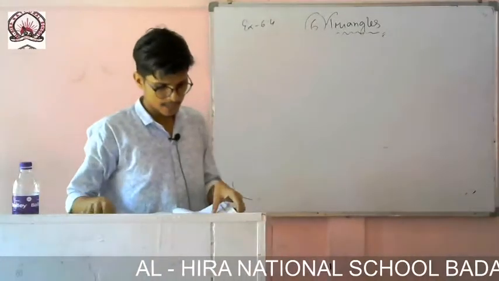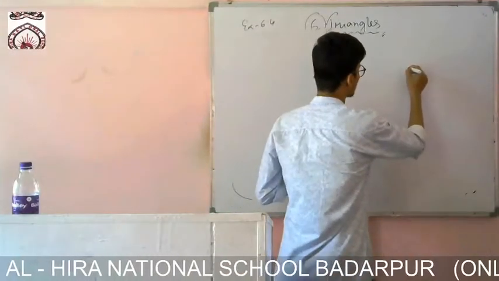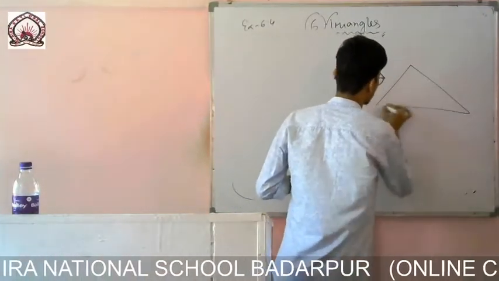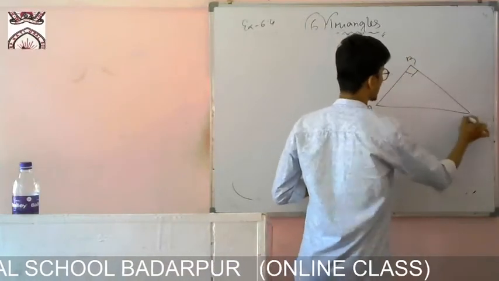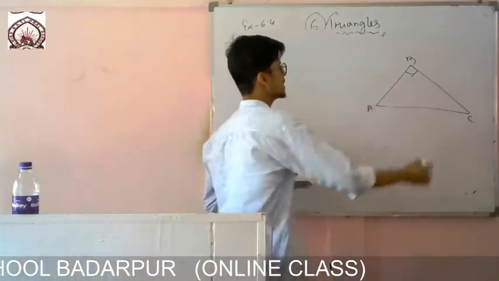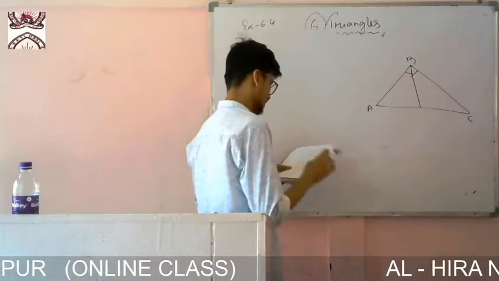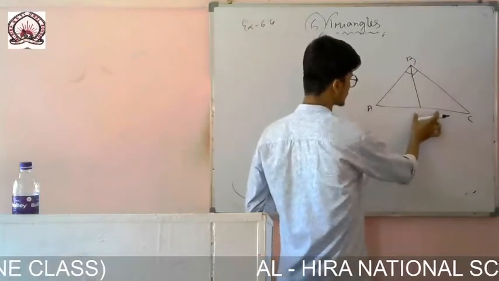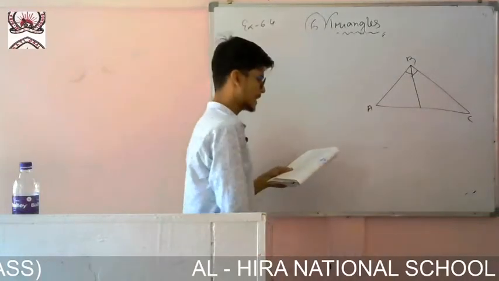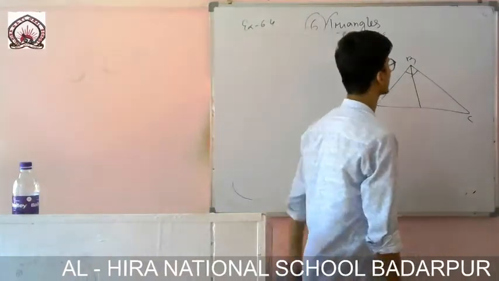The theorem says that if a perpendicular is drawn from the vertex of a right triangle, if I draw a right triangle like this with A, B, C, angle B is 90 degrees. If from B I draw a perpendicular to the hypotenuse, then the triangles on both sides of the perpendicular are similar to the whole triangle.